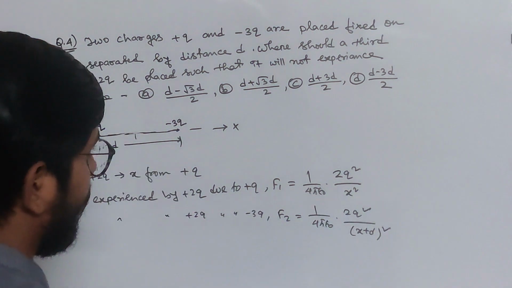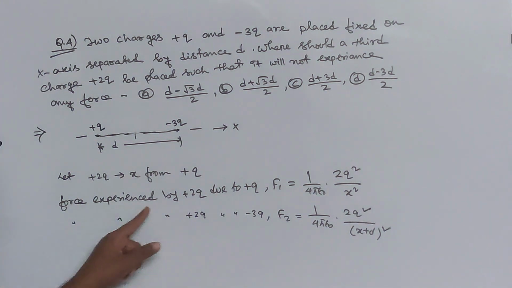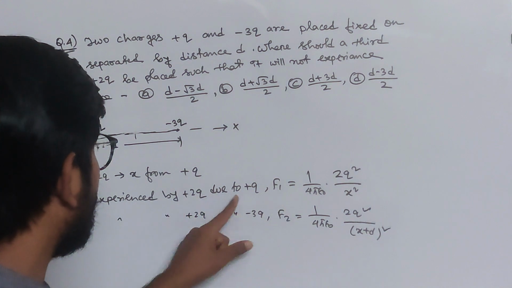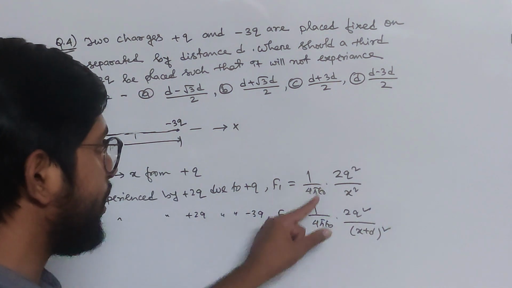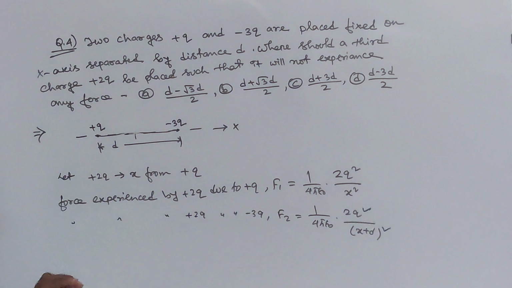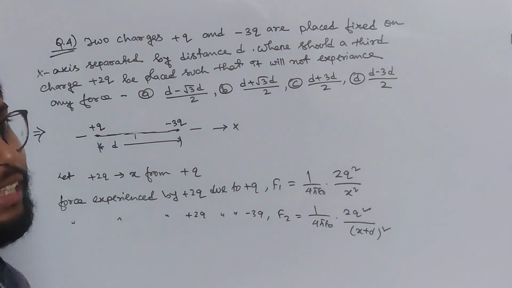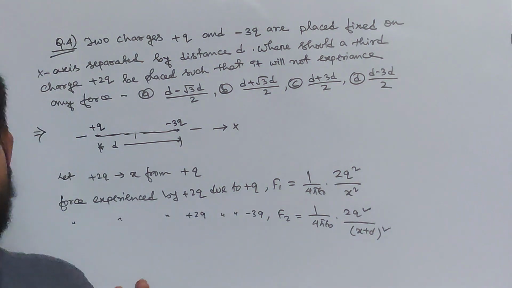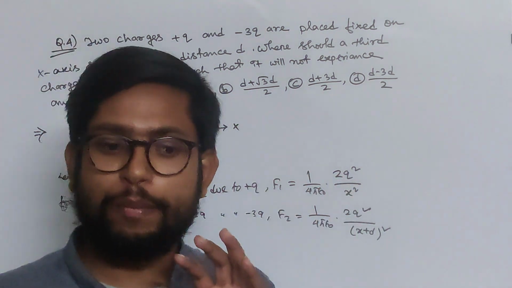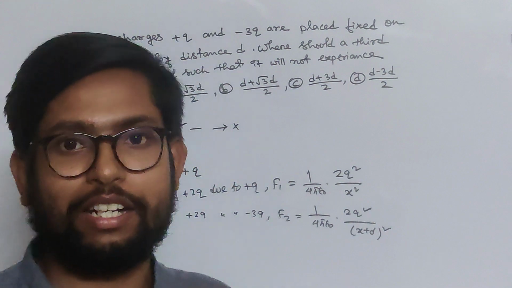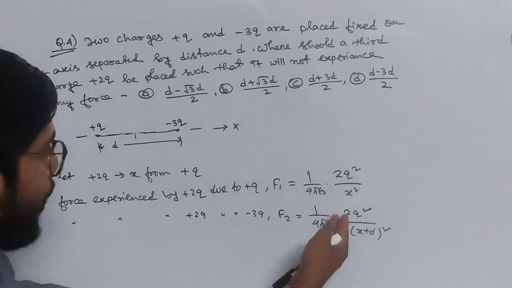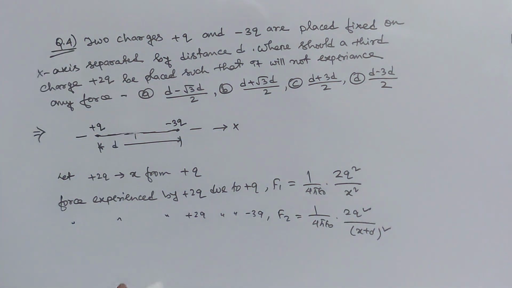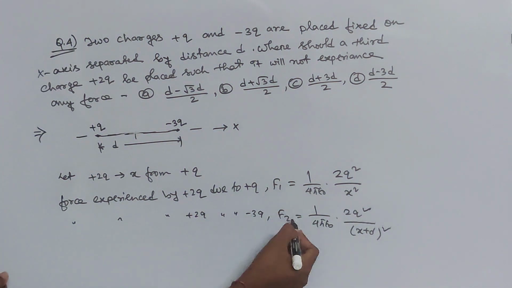So let me find what will be the value. Now, if the force experienced by plus 2q due to plus q is this, and due to minus 3q is this, then if the charge plus 2q is experiencing no force, the resultant force of F1 and F2 should be zero. That is, F1 and F2 should be of the same magnitude but in opposite directions. These are the magnitudes of the forces F1 and F2. Then according to the question, F1 should be equal to F2.